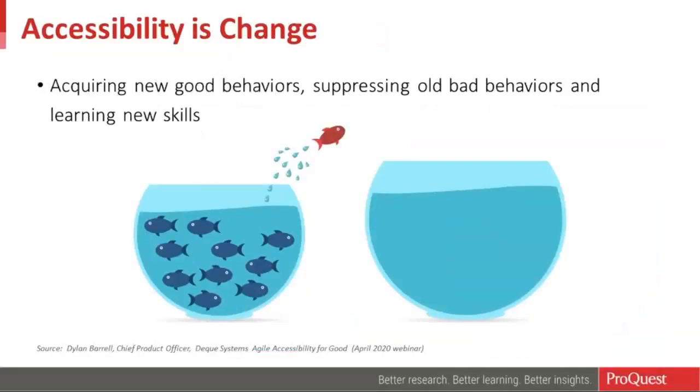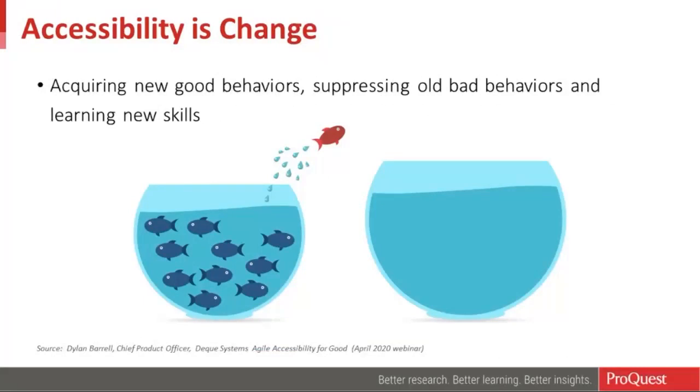Dylan Barrell is the Chief Product Officer at Q Systems, and we actually sometimes consult with them. They have an office pretty much right down the street from us in our Ann Arbor hometown. And Dylan presented at this year's CSUN conference, and his webinar is called Agile Accessibility for Good.